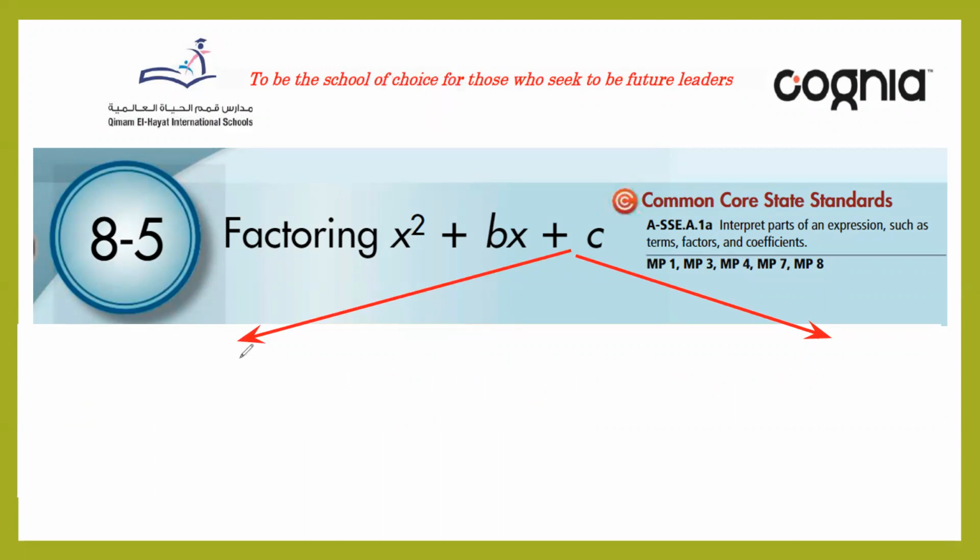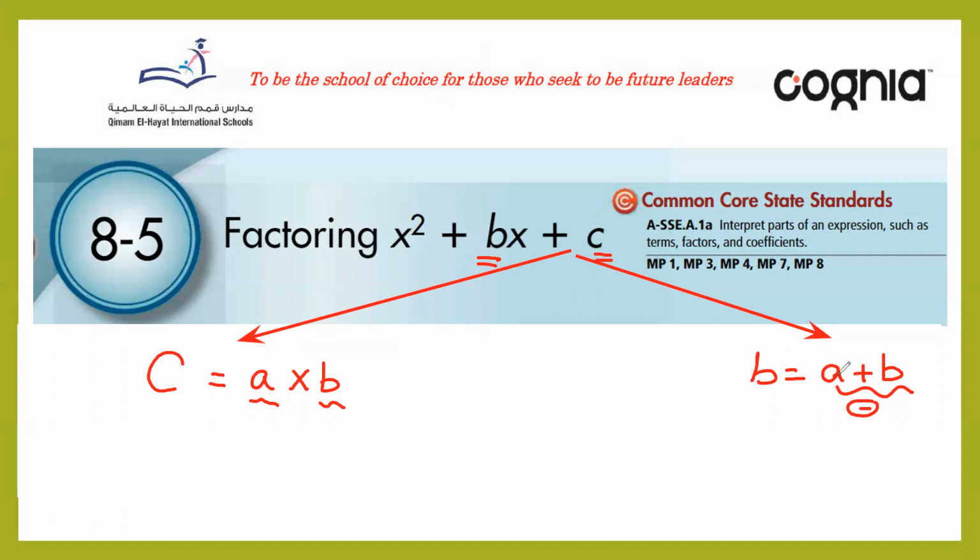I have C and B. What is the C? C is the multiplication of the two factors. B is the addition of these factors. When I'm saying addition, it could be adding or subtracting.